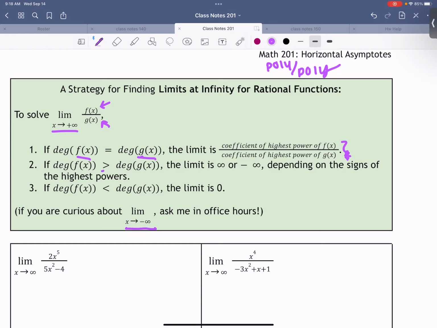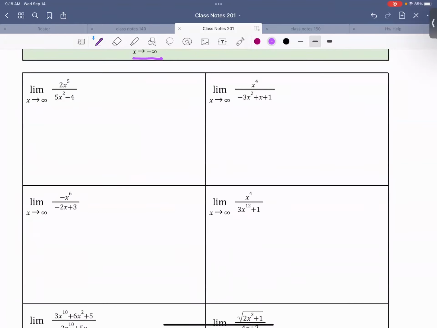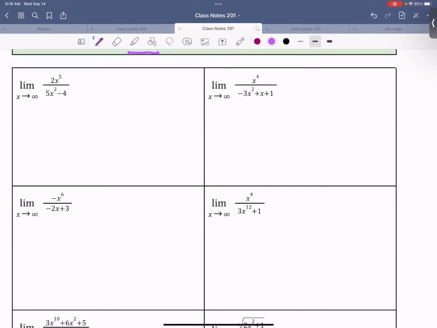If the numerator has a higher power than the denominator, the limit's either going to be infinity or negative infinity, depending on the signs of those highest powers. We'll talk about what that means in the next couple examples. Now if the degree of the numerator is lower than the degree of the denominator, this limit's going to be 0, kind of like 1 over x squared. Let's do a few examples here. I promise I'll let you on your own, but we'll do all of these together.